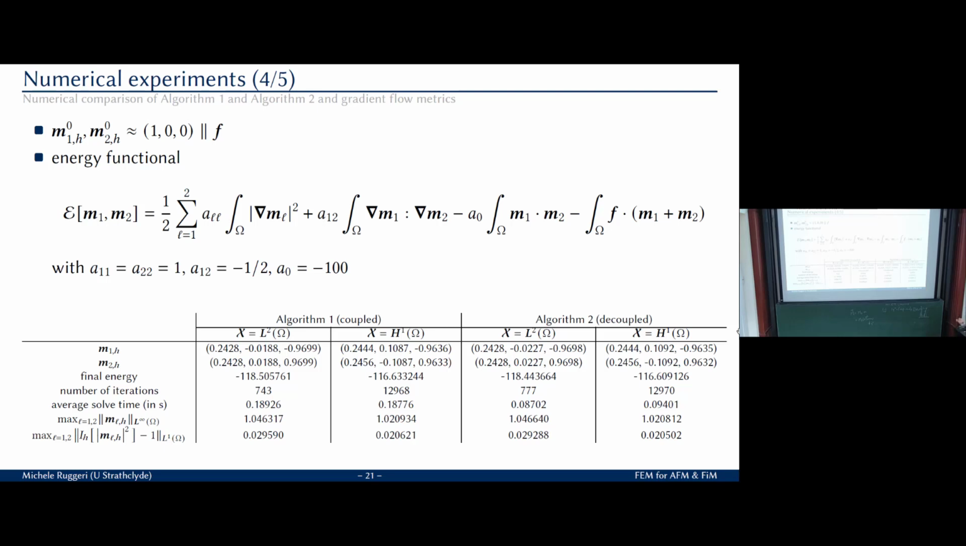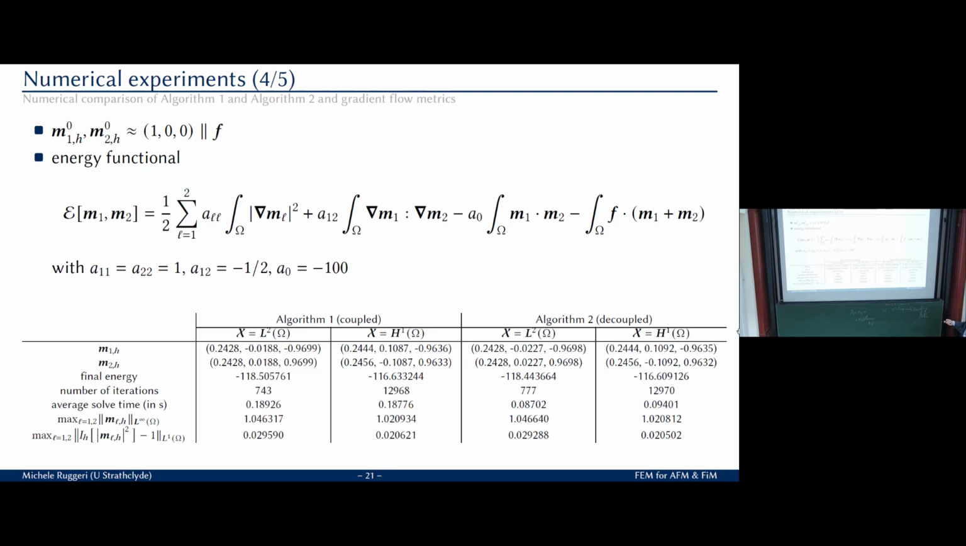And just to summarize, let's compare the L2 metric for both algorithms and the H1 metric for both algorithms. They converge towards the same thing, essentially, which is fine, but the limit that you have in H1 and L2 is different, and this is not surprising because it's a different dynamic equation, so you cannot expect to converge towards the same stationary point. So this is fine, and you have different finite energies.